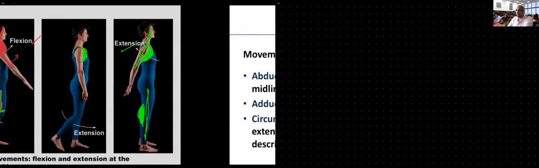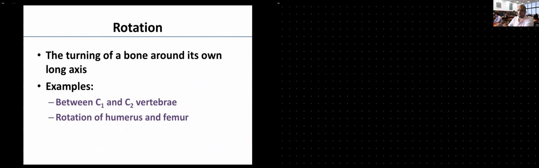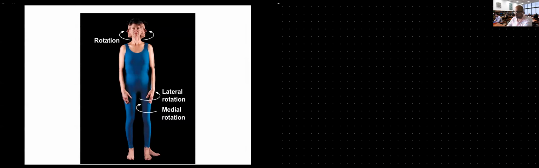All right, moving on to another type of movements. This is going to be the rotational movement. And again, the rotational movement is taking place around the bone's own long axis. Examples include the rotational movement between C1 and C2, the atlas and axis. This allows the rotation of the head from side to side. Rotation of the humerus and of the femur around their own axis. So I can rotate my thigh outwards or inwards. Same for the arm, it can rotate inwards or outwards.